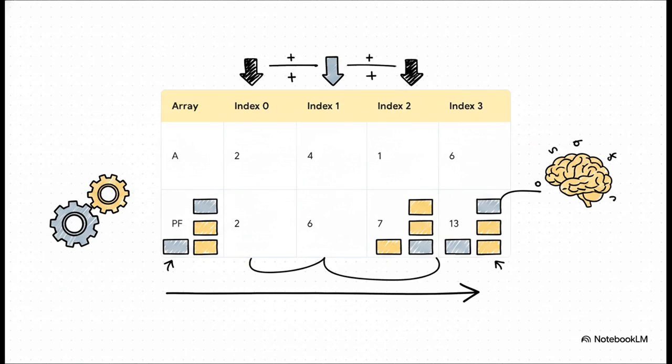Let's say our original array is 2, 4, 1, 6. Our prefix sum array simply starts with 2. Then 2 plus 4 is 6. 6 plus 1 is 7. 7 plus 6 is 13. We're just accumulating these values sequentially from left to right. It's an incredibly elegant carry-forward optimization.